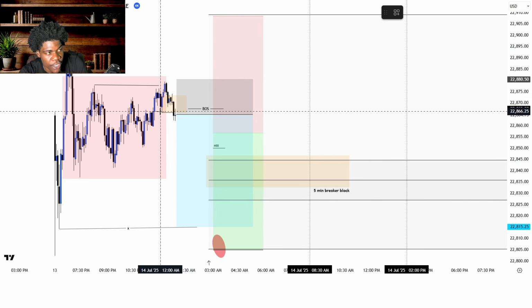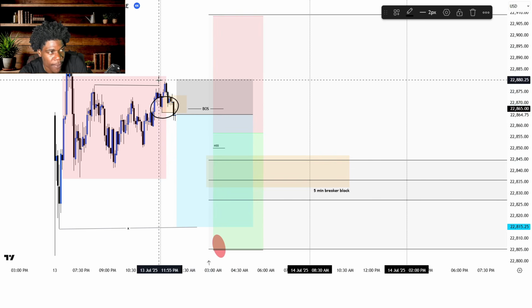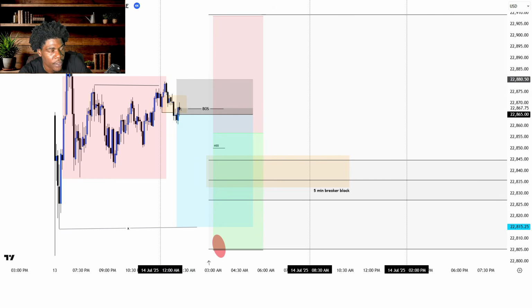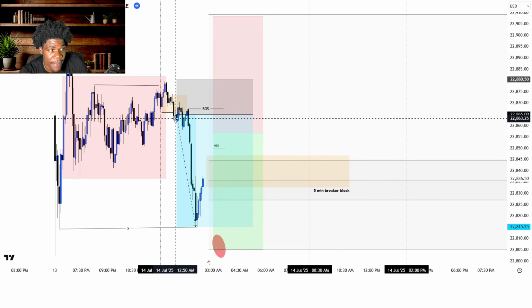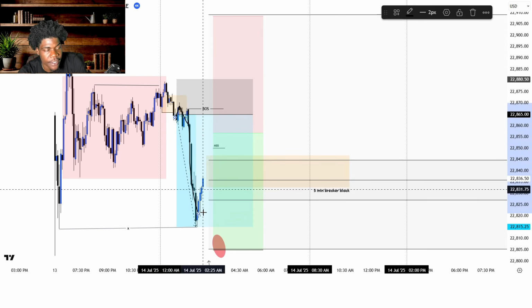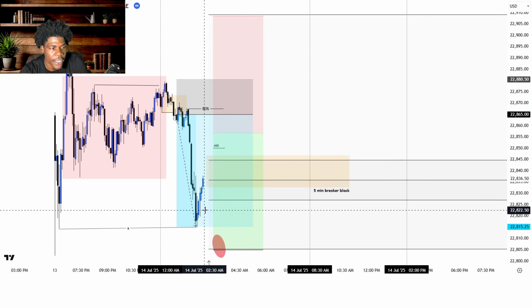As you can see, you could place your entry at this breaker right here and your stop loss at this old high, and you're gonna target range low down here. As you can see, price pulled back, played around, boom. So if you trade the London session, this could have been a beautiful London session sell. But me personally, I only trade the New York session.